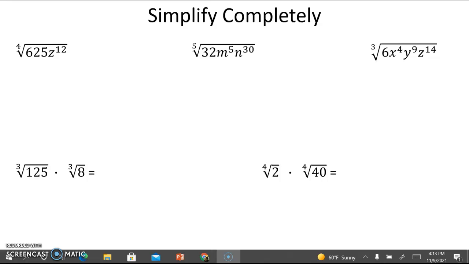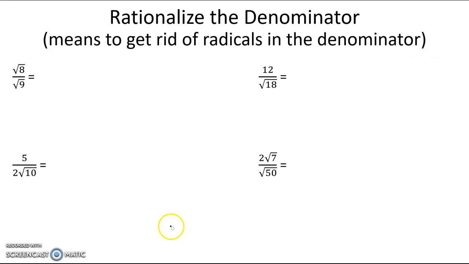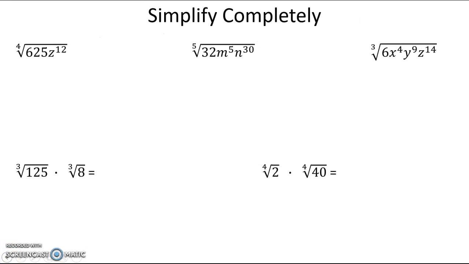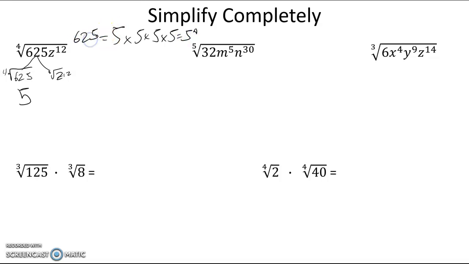All right, let's do a couple quick examples that combine both numbers and variables. So we've got the 4th root of 625 and z to the 12th power. First off, let's break these up into their own separate roots here. We're going to get the 4th root of 625 and the 4th root of z to the 12th. And if you remember our list of perfect fourth powers, the 4th root of 625 is just going to get us 5, because 5 times 5 times 5 times 5, or 5 to the 4th power, gives me 625, okay?